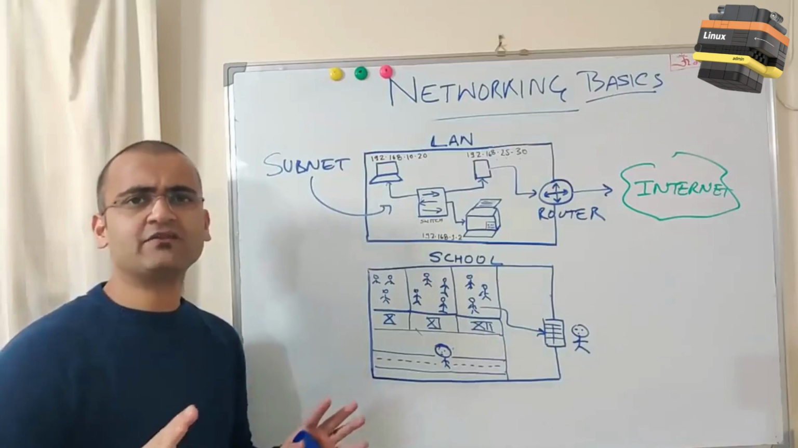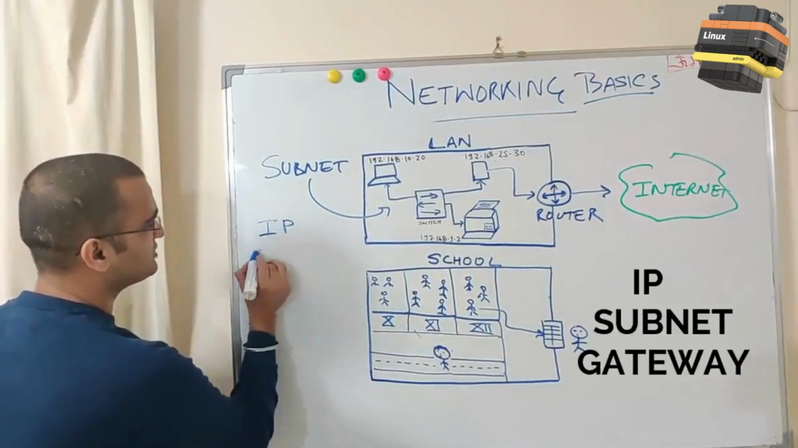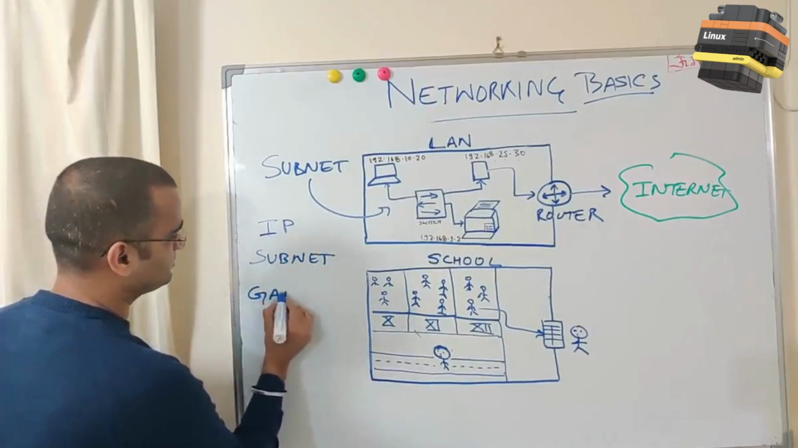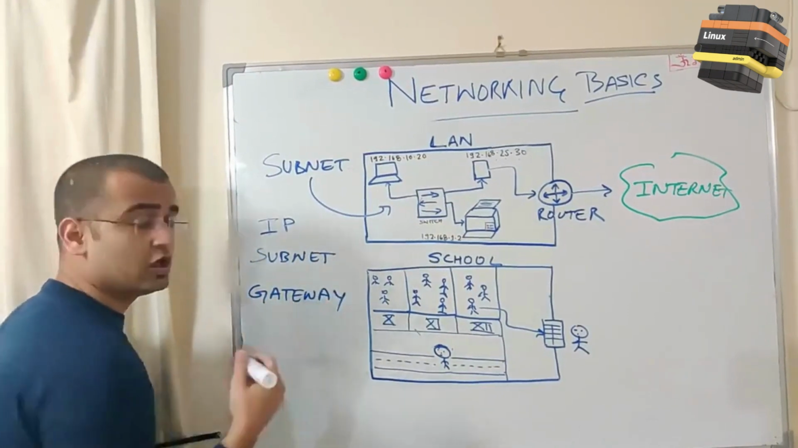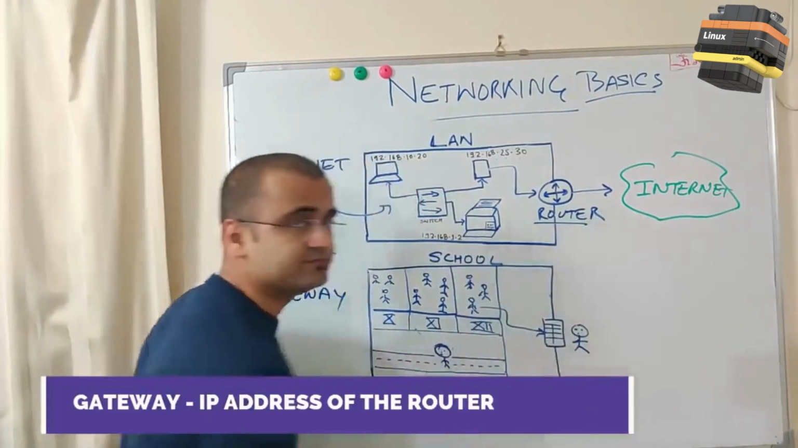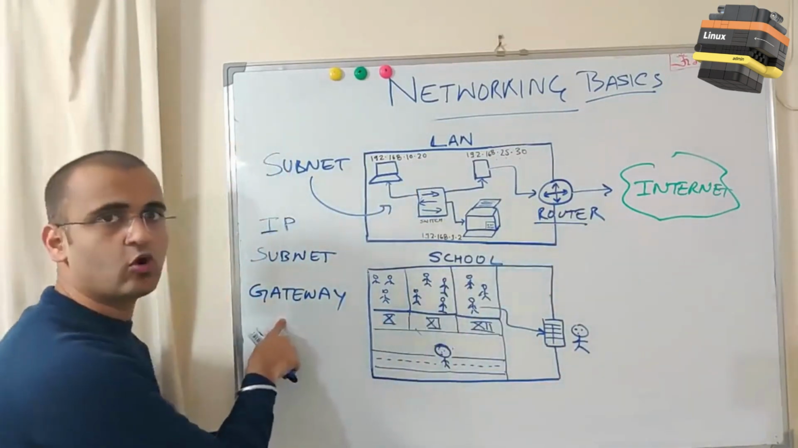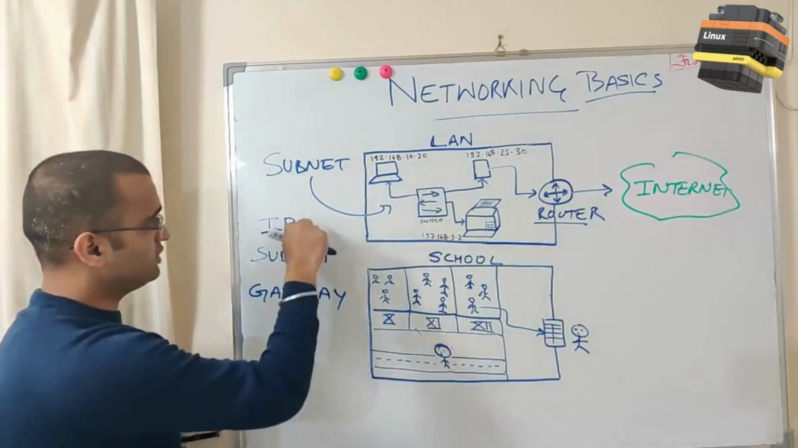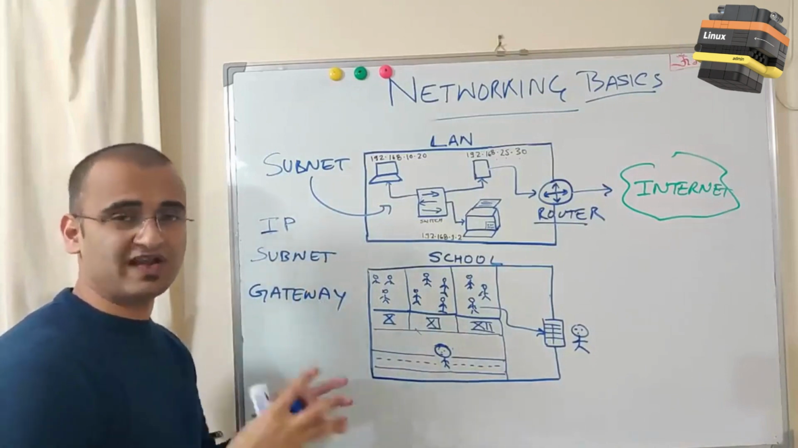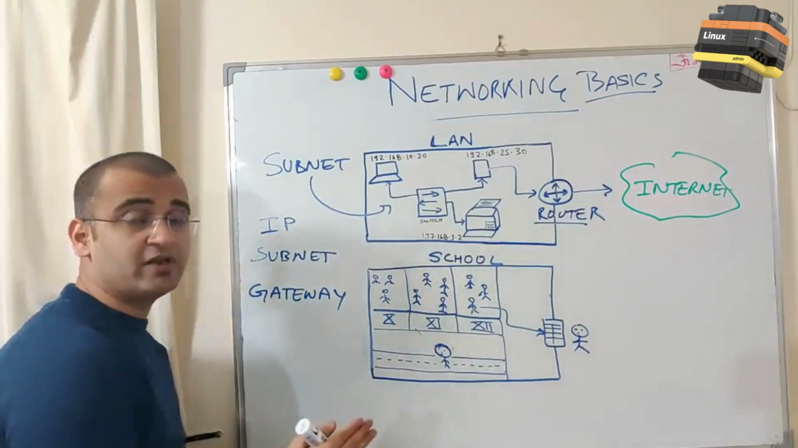So to summarize, any network device potentially needs three things: IP, subnet, and gateway. Now you will wonder, what is this gateway? Gateway is nothing but the IP address of this router. So router and gateway are one and the same thing. The IP address of the router is actually called the network gateway. So this IP address along with this subnet and this gateway can pretty much talk to any other network device within the LAN or outside the LAN. So hope I'm clear on this concept.